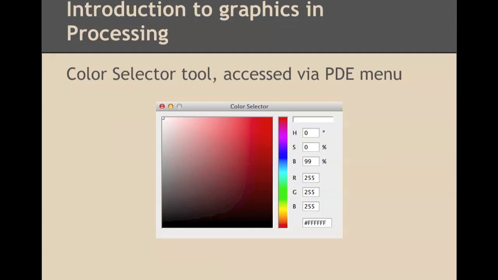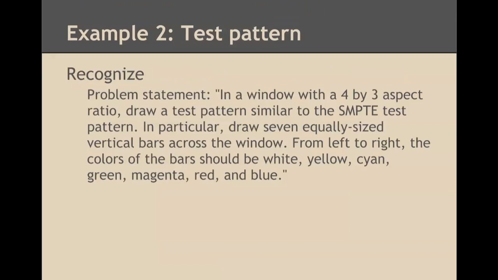All right? So that pretty much wraps up this introduction to graphics in processing. What we're going to do next is move on to a video that uses all that information to draw what's called a test pattern. So the problem statement for the example is going to be: in a window with a 4:3 aspect ratio, draw a test pattern similar to the SMPTE test pattern, okay, Society of Motion Picture and Television Engineers. And in particular, what we're going to do is draw 7 equally sized vertical bars across the window. And from left to right, the colors of the bar should be white, yellow, cyan, green, magenta, red, and blue.